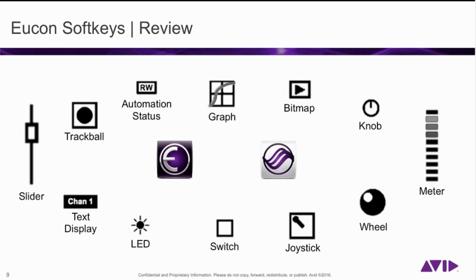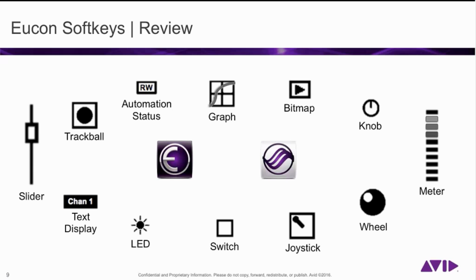Every function or parameter that can be controlled is categorized as one of these 12 Eucon primitive objects. The entirety of your session is made up of multiple instances of just these 12 primitives. And these primitives make up your soft keys.